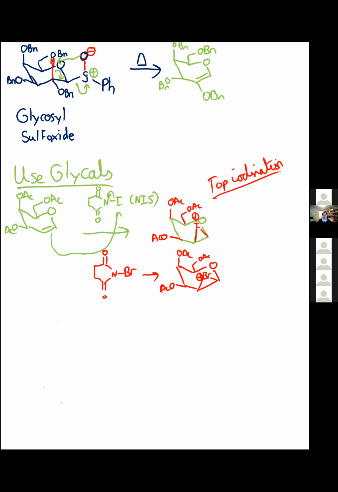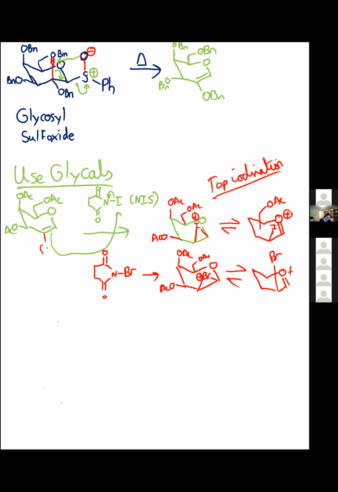Now, if we think about what those are going to do, I've drawn them like that. This is obviously a resonance structure for this, or it's an equilibrium if you prefer. We can draw resonance structures, sigma resonance, where we can break that bond and have our oxocarbenium. So we've taken this galactol and we've turned it into an oxocarbenium. And now we have a halogen at C2.